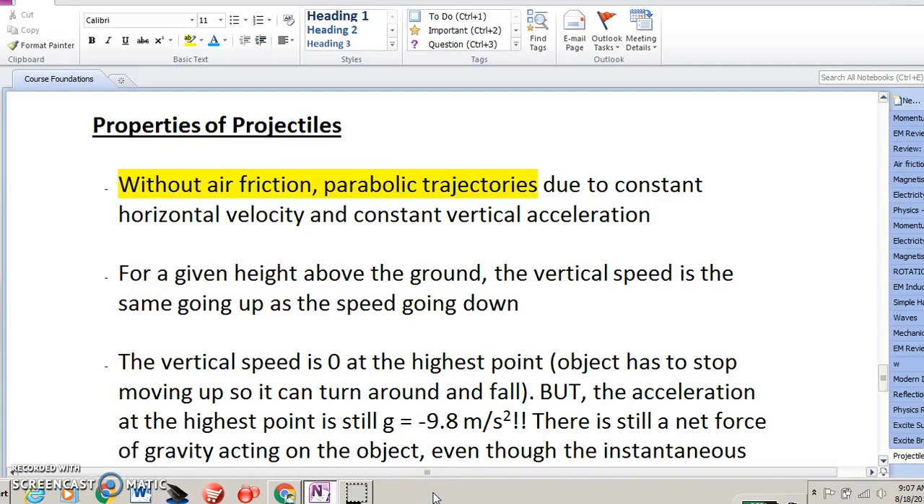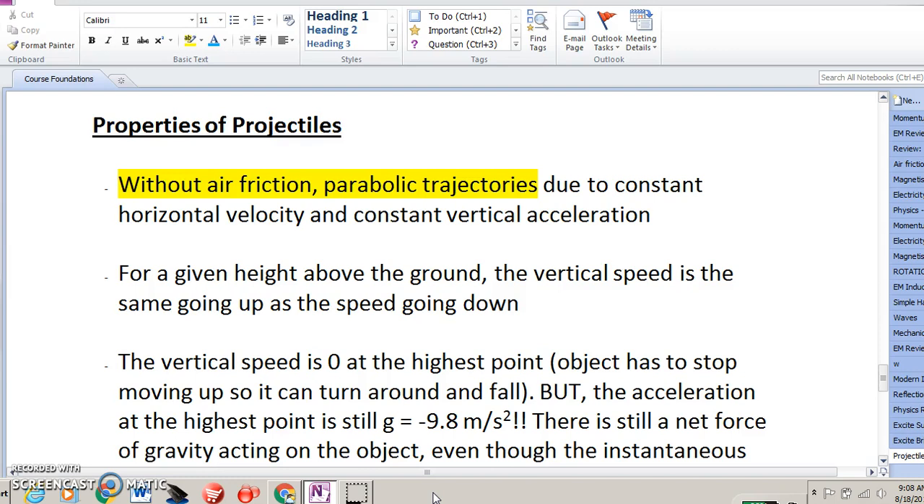Okay, and we're back, and we're doing a little bit more with projectiles. In fact, we'll keep this kind of conceptual. I'm not going to worry about any math today, or at least for this video. This is more the properties of projectiles. Just some kind of cool features of projectile motion, a little bit of trivia perhaps in certain cases.